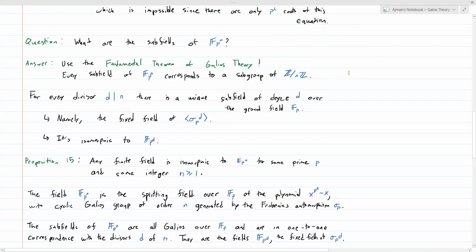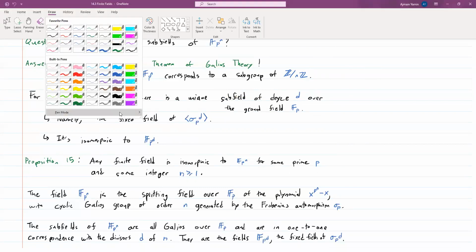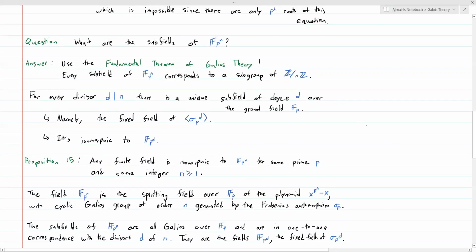Furthermore, you're looking at the cosets of the subgroup generated by sigma to the d, and that's going to give the degree of this subfield over Fp. Right, remember what we said. You have a field, you have a subfield. F is the ground field, K is the extension, and E is some arbitrary sub-extension of K that contains F.